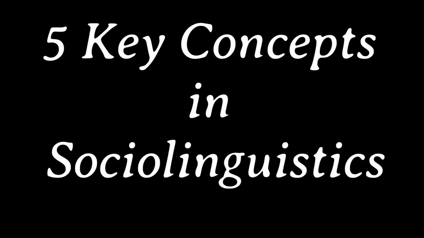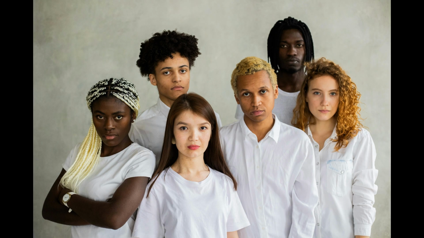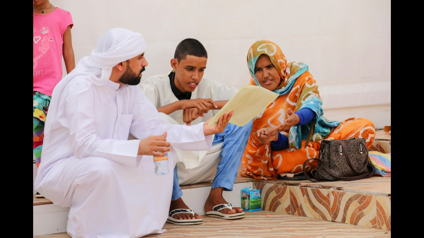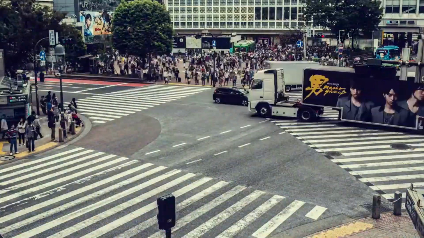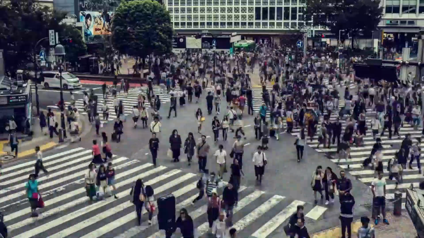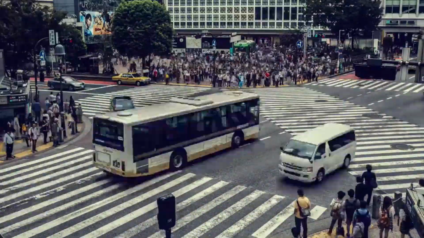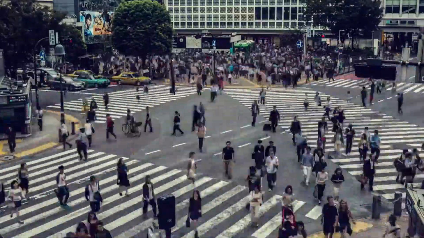Now let's cover 5 key concepts in sociolinguistics that will help you understand how language interacts with society. First up is speech communities. A speech community refers to a group of people who share the same linguistic norms or conventions. These norms govern the way they use language within that group, whether it's based on geographic location, profession, or even a shared hobby. For example, people living in the same region may develop similar accents or ways of speaking, creating a sense of shared identity through language.